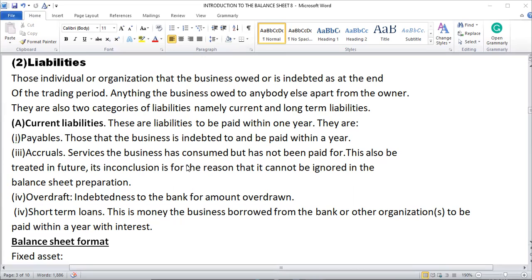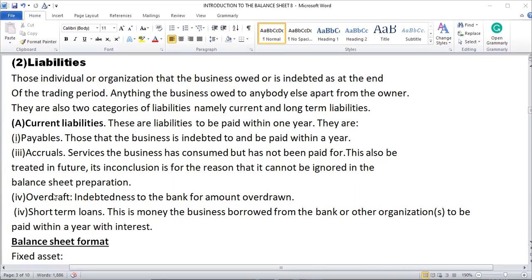The business has consumed but has not been paid for. This will also be treated in future. Its inclusion is for the reason that it cannot be ignored in the balance sheet preparation. So all that I'm saying, the accruals are those services that the business has consumed but has not paid for yet, but will make the payment in future. I will treat this particular topic later on, but the reason I'm including it is that without its inclusion, we cannot prepare the balance sheet.